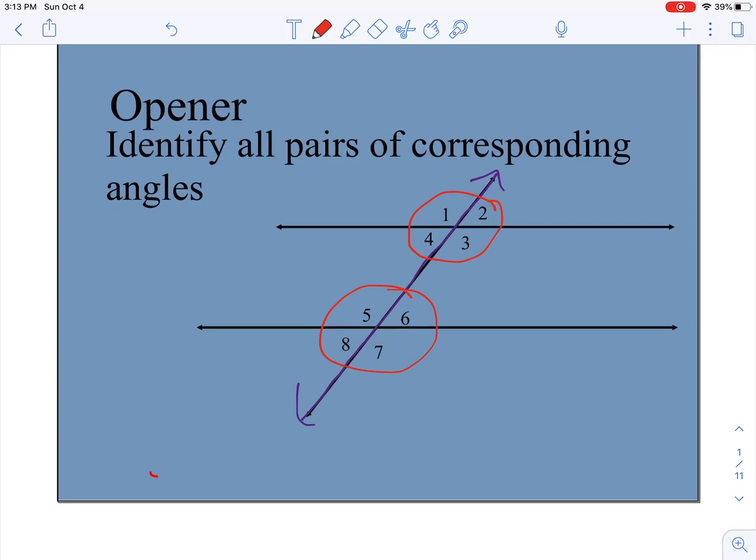Essentially, corresponding angles are angles that when you would make those 2 groups overlap, they would be on top of each other. So if I look at angle 1, when I bring angle 1 down, angle 1 and angle 5 would overlap. So they are corresponding angles. Angle 2 and angle 6 would end up being corresponding angles. Angle 4 and angle 8. And finally, angle 3 and angle 7. Those are your corresponding angles.